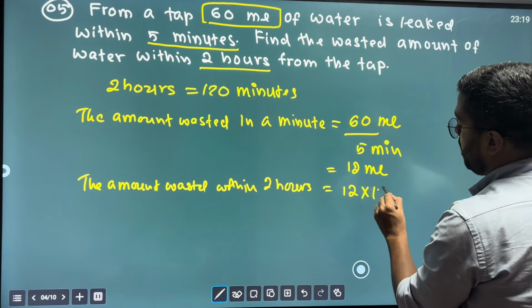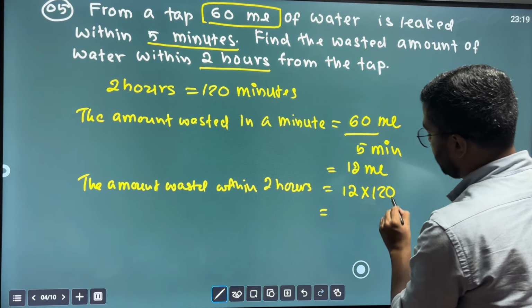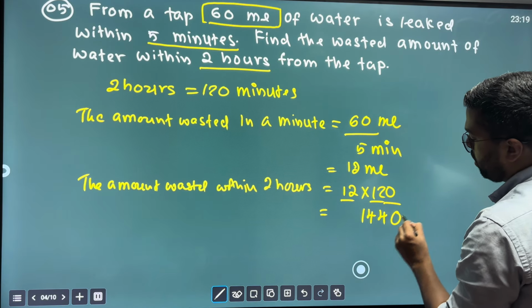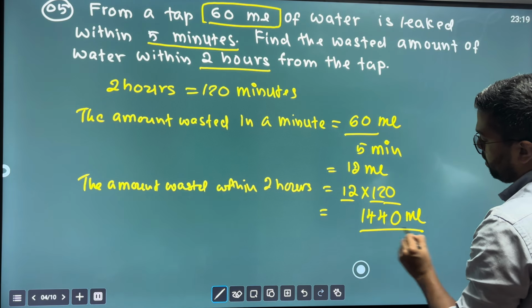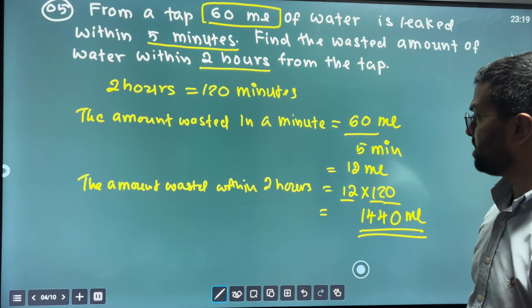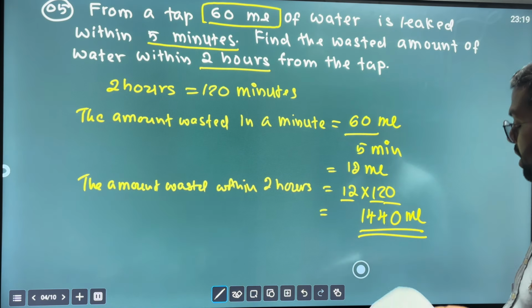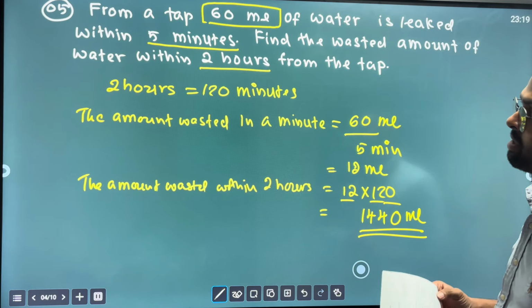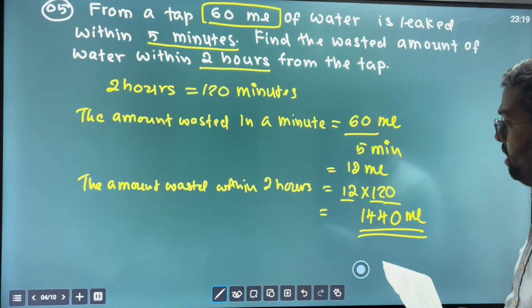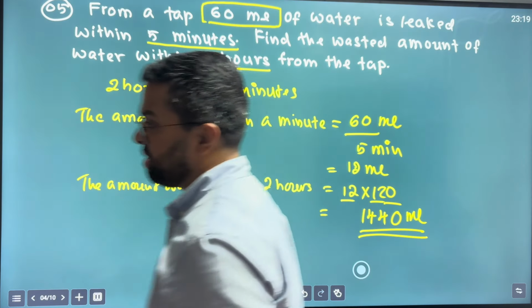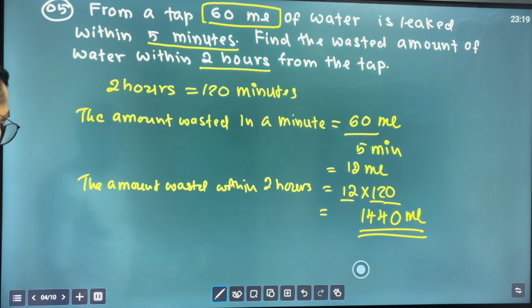12 times 120, right? What is the answer? Let's put a 0 at the end. 12 times 12, 144, right? So the total amount wasted in terms of milliliters is equal to 1440 milliliters. So that is the amount of water wasted during 2 hours. Very simple, very basic question.